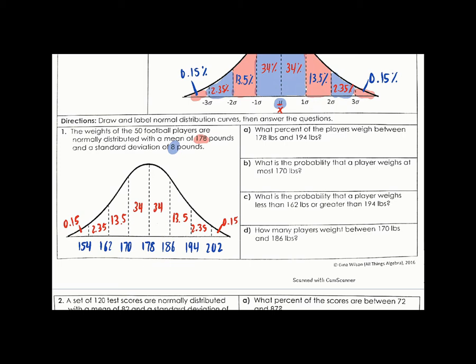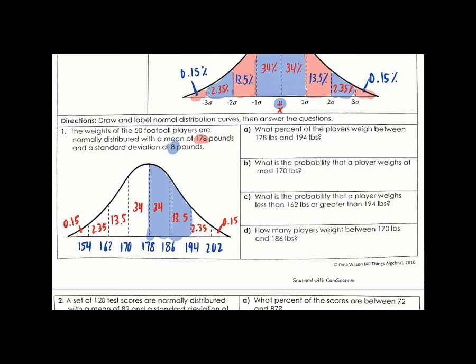Okay, and I'm going to use a highlighter. You can't use this as well as I can because I can erase quickly. But look at what it says. What percent of the players weigh between 178 and 194? Well, I just need to find those. 178 is here, and 194 is here. So start at 178, stop at 194. What percentage of players does that include?